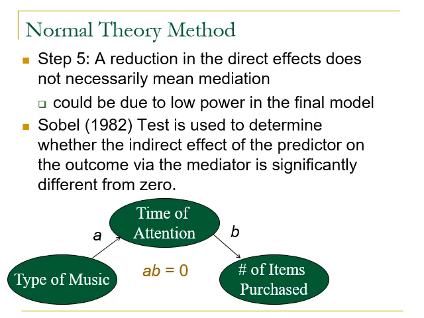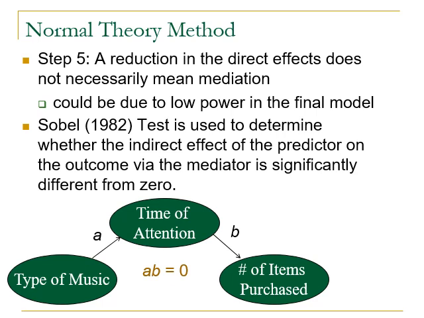So again, according to the normal theory method, step 5: a reduction in the direct effect does not necessarily mean mediation. It could simply be due to low power in the final model. What we actually now calculate, regardless of whether we're finding a full or a partial mediation, is a Sobel test. This was designed in 1982, and there are a lot of web pages that allow you to just plug numbers in to do a Sobel test.